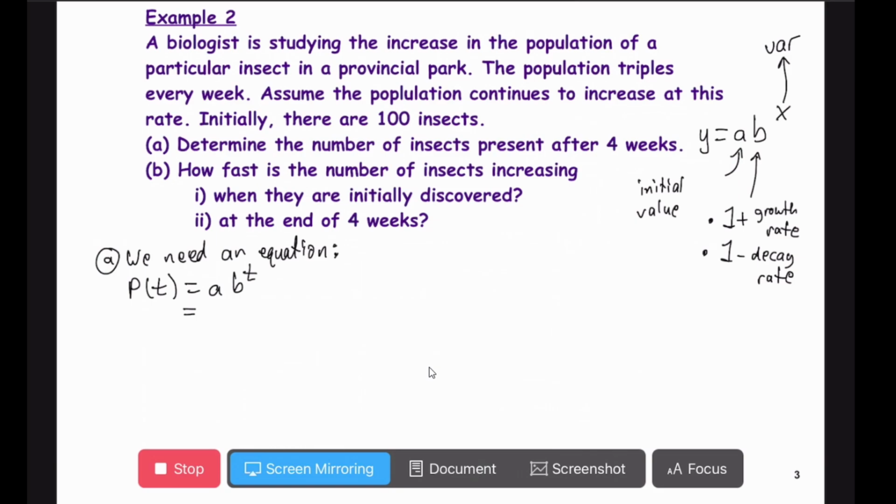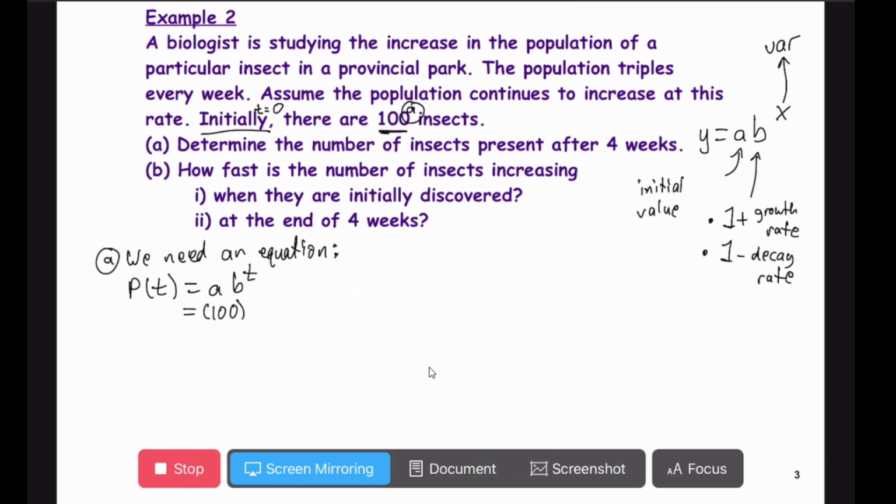A is our initial amount. So how many insects did we start with? Well, or what was our initial population when time is equal to 0? So initially, that means at the beginning, T equals 0, there are 100 insects. So that's going to be my A value. So A is equal to 100.